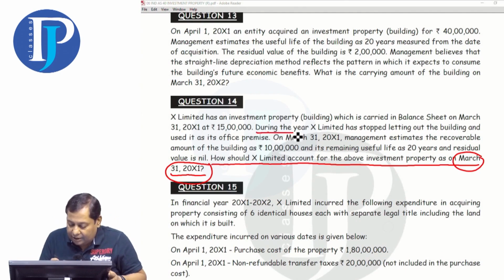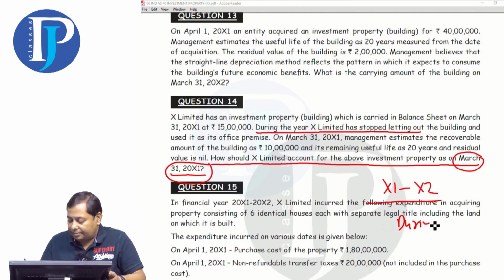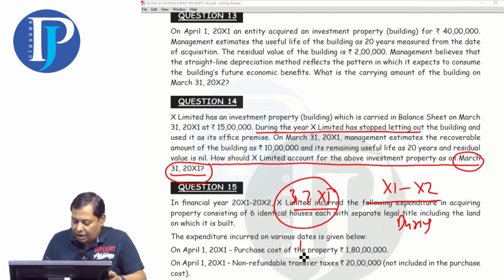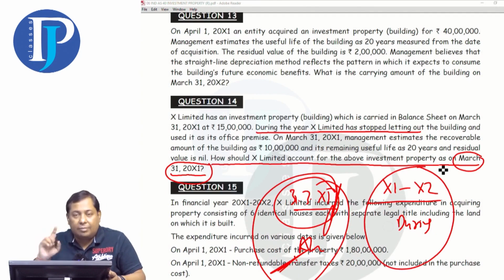Moreover, we are given that during the year X Limited has stopped. This is a case of transfer. This happened between X1 and X2, indicated by "during". And where am I? Currently I am here. The accounting is being asked from me at this point. Look carefully here. Accounting is not required during the year.